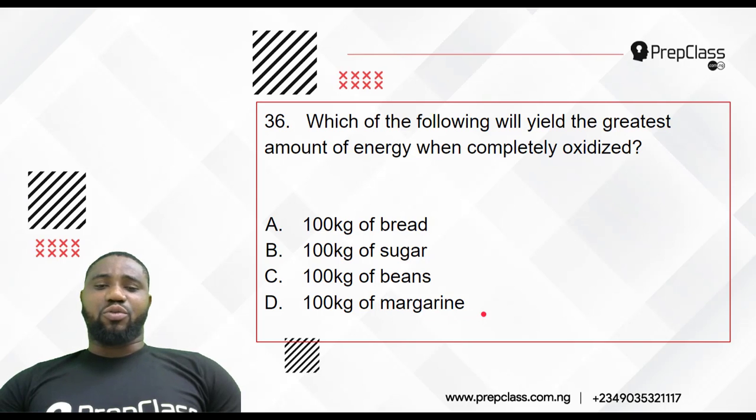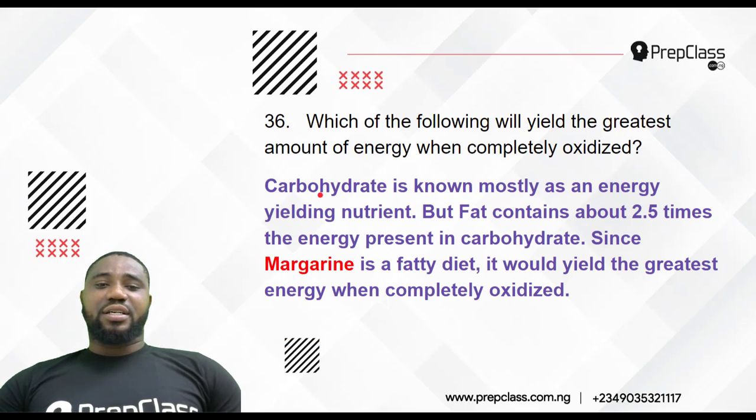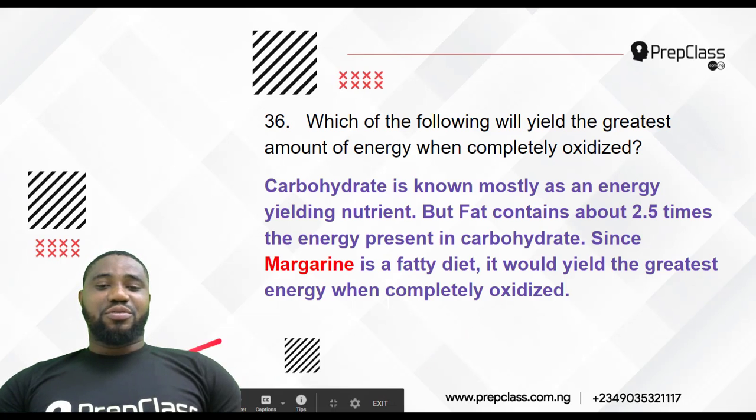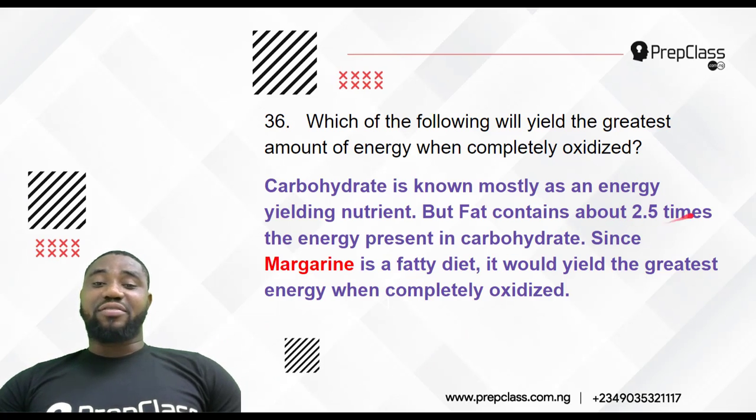Now this is margarine. What do you think about margarine? Margarine is fat. Is it an energy yielding food? Yes, it is. But if you don't know much about fat, this will surprise you. I said carbohydrate is known mostly as an energy yielding nutrient, but fat contains about 2.5 times the energy present in carbohydrates. You see? So fat contains about 2.5 times the energy that carbohydrate can supply.